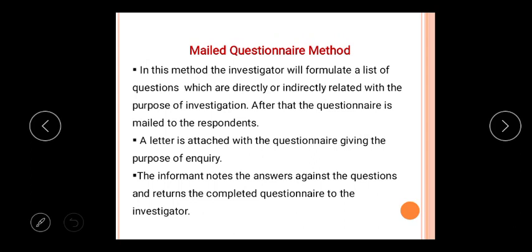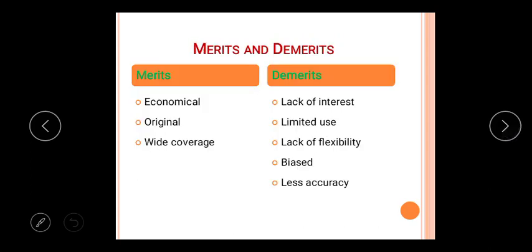Dear students, the mailed questionnaire method is most suitable when the area of study is very wide or vast, and particularly when the informants are educated. Now coming to the merits and demerits of this method. Dear students, firstly, we will discuss the merits of the mailed questionnaire method.